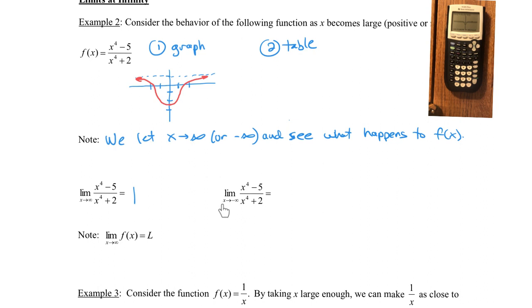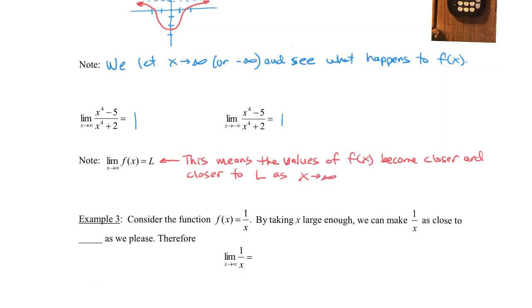And also, here we've got x approaching negative infinity of the expression, which also equals 1. So the note here says this: the limit as x approaches infinity of f of x equals L means that the values of f of x become closer and closer and closer to L as x approaches infinity. And one other thing will happen also. L will be a number, and then also L turns out to be the horizontal asymptote of the graph. So whatever this number is, we'll see it ends up being a horizontal asymptote.